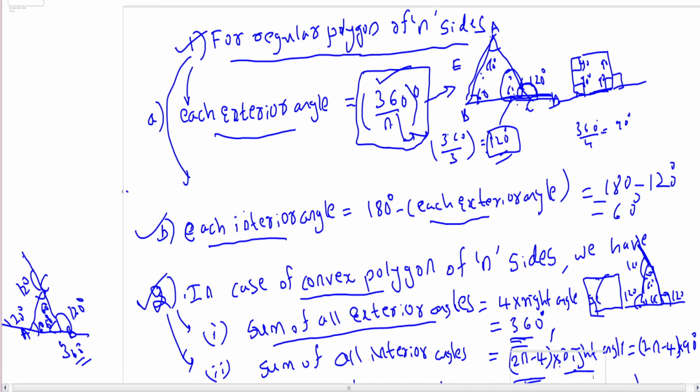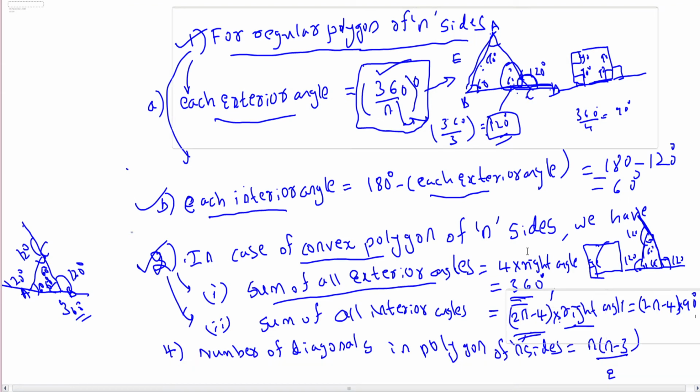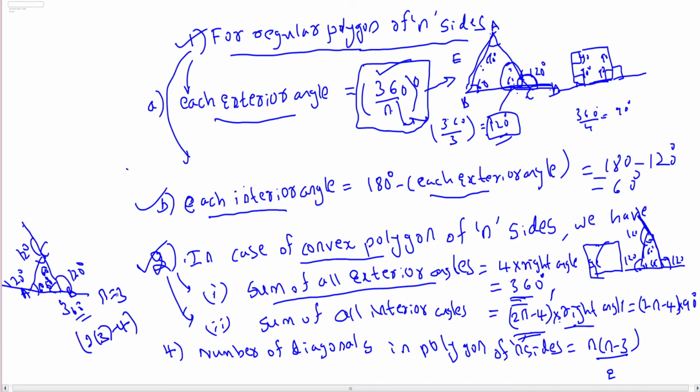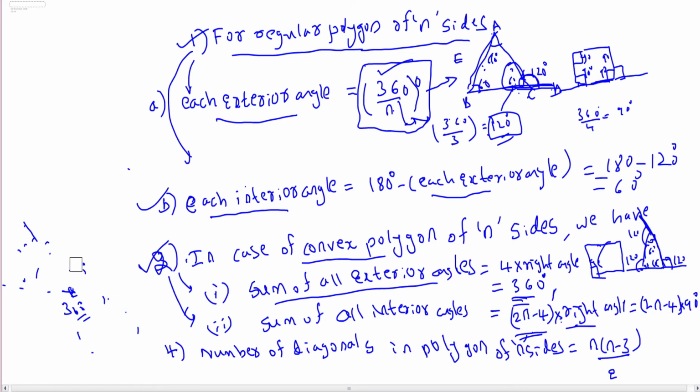This can be confirmed again with an example. Same thing, again in a triangle. I will take the same triangle. Here n is equal to 3. 2 into 3 minus 4. Okay. The sum of all interior angles is 2n minus 4 into 90 degrees.